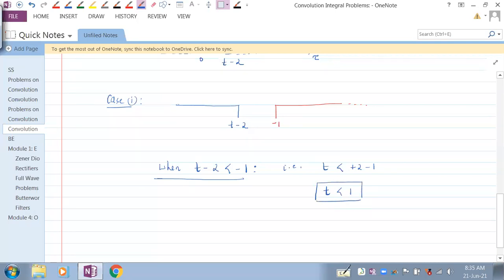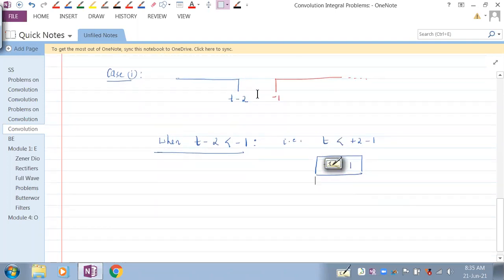So when t is less than 1, is there overlapping happening? It is t minus 2 less than -1, but this cannot be written as it is, so we went further to see what it actually is. That is t less than 2 minus 1, which is as good as saying t less than 1. In this case, no overlapping is happening. In other words, t is less than 1, so there is no overlapping.